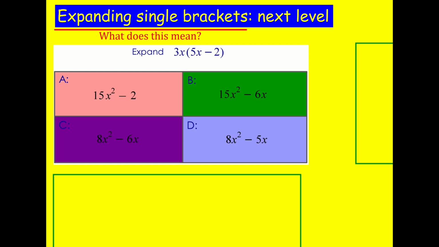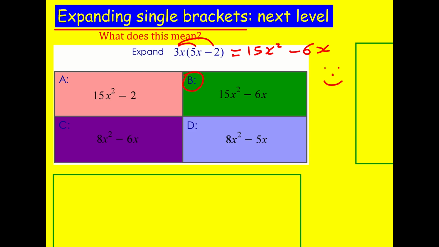Well, the answer is going to be B. Why? Because the quick way is to do 3x times 5x. So that's going to give 15x squared. But don't forget we then do 3x times minus 2, which gives minus 6x. So 3x times 2 is 6x. So I hope you're happy with that.